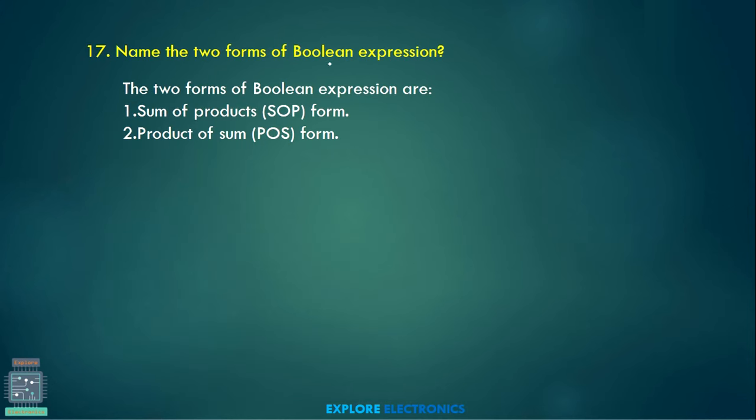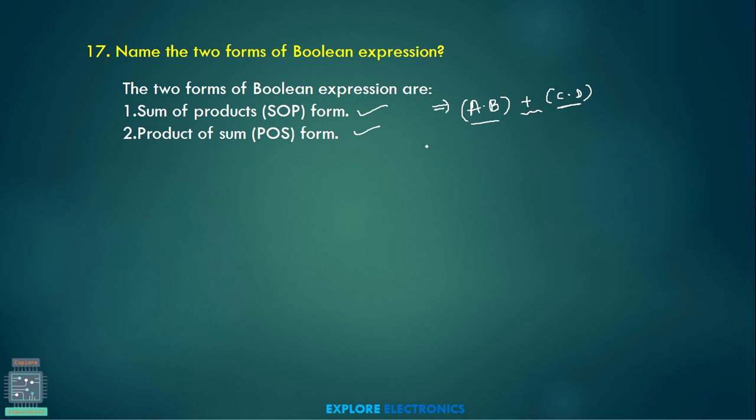Then, name the two forms of Boolean expressions. The two different forms of Boolean expressions are SOP form and POS form. SOP means sum of products, and POS means product of sums. An example for SOP is a sum of different products. Let me call it A into B, this is a product, plus C into D. Again, this is a product. We are going to sum these two. This kind of expression is called SOP form.